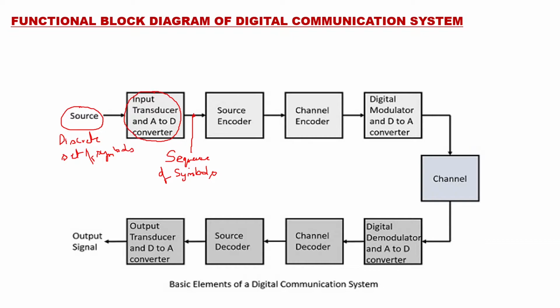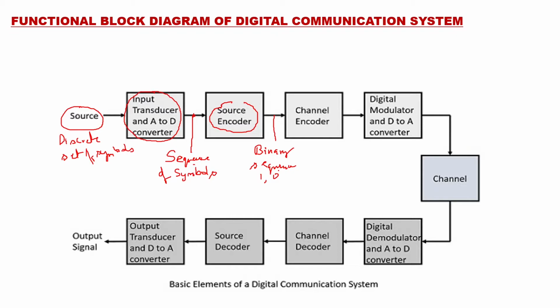Then comes the next block, which is called the source encoder. The work of this source encoder is to convert the symbol sequence into a binary sequence of ones and zeros, like 1 0 0 1 1 0. In that way, you can have a binary sequence. So the source encoder is converting the symbol sequence into a binary sequence of zeros and ones.